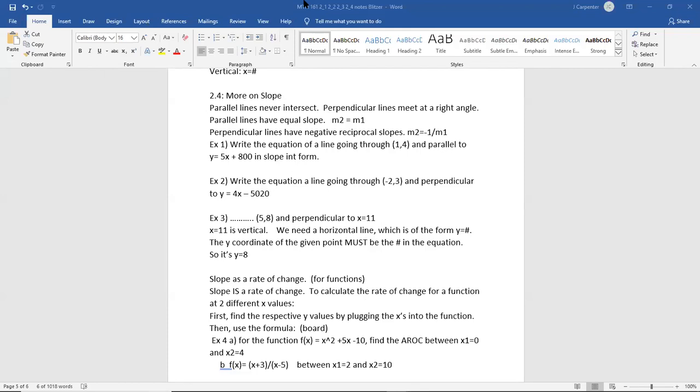Next page. So this is example B. So our function is x plus 3 over x minus 5. And we're going from x1 was 2 and x2 is 10. And we're finding the average rate of change from x's of 2 to 10.